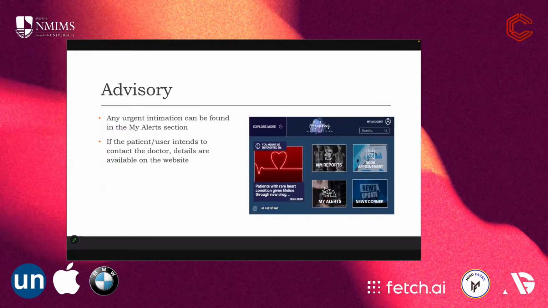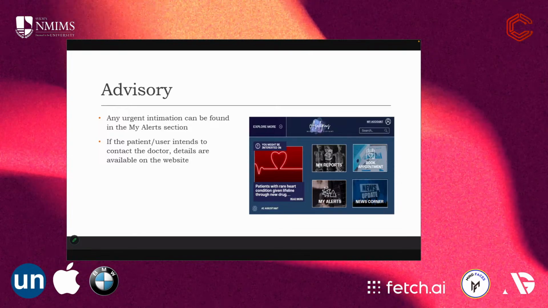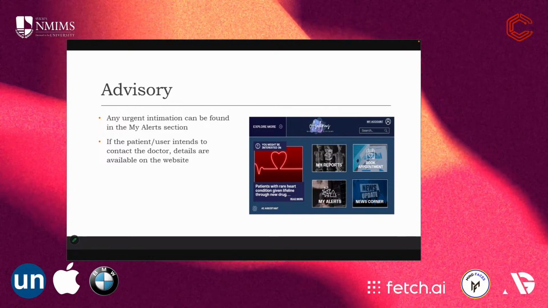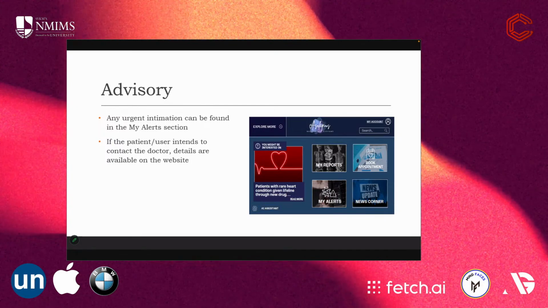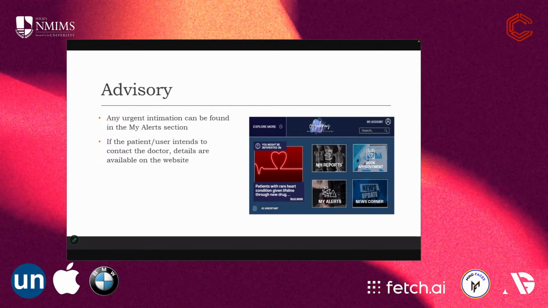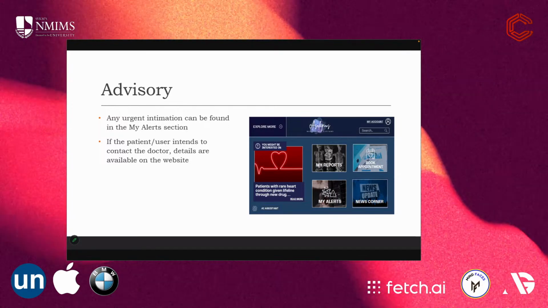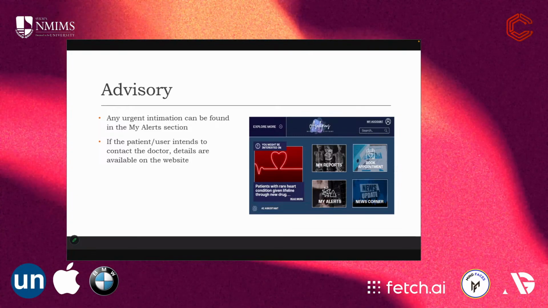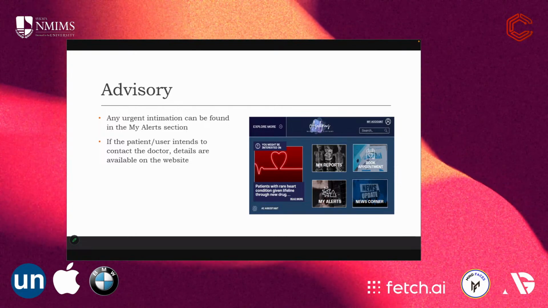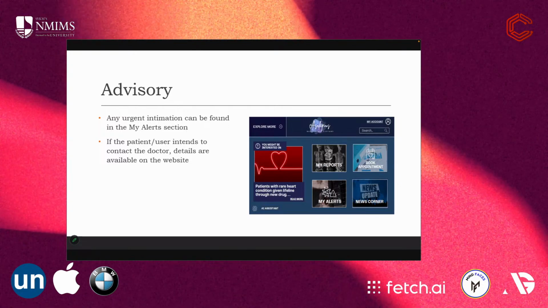Next, we have advisory. The alerts in the My Alerts section are basically personal alerts, like if a person hasn't gotten a certain vaccine that they should get, like a tetanus shot, or a routine checkup that they should do, and they can all be found in the My Alerts section. Then next we have a way to contact doctors directly. So there are doctor profiles and everything.